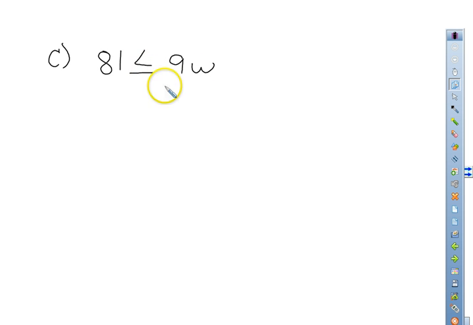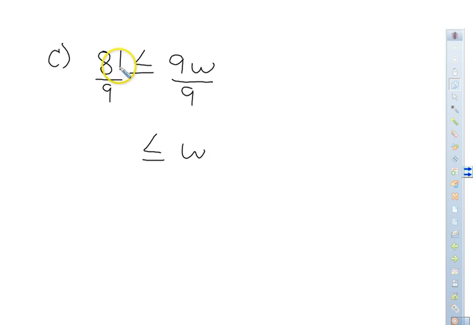Now it is a multiplication problem. It says 81 is less than or equal to 9 times W. Do the inverse operation, which is dividing, since it says multiply. Divide by the same number, because we're trying to make this into a positive 1, so that 1 times W will give us W. It is the less than or equal to sign, and 81 divided by 9 is 9.